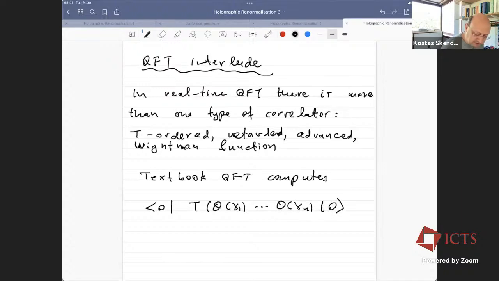And actually computes them in a kind of in-state, out-state, like a scattering amplitude context. So you prepare some in state, then you insert some local operators, you look at the time ordering, and then you have some out state. And one way to compute this is with path integrals.